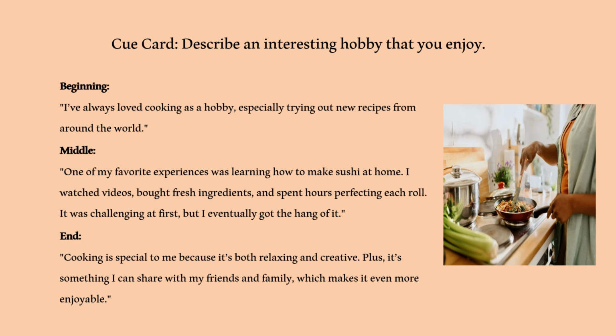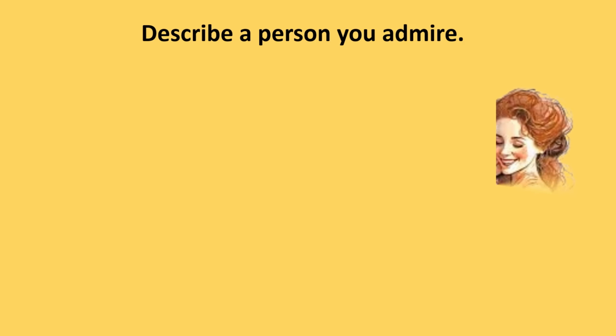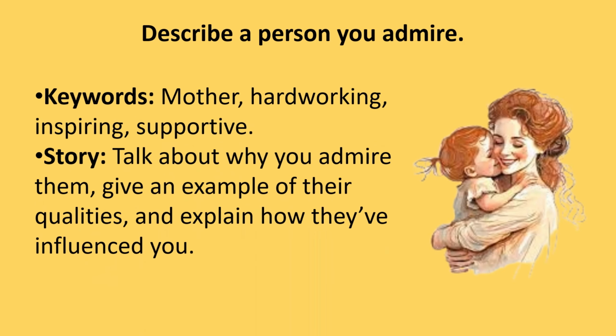Now here are some practice tips and more examples. Now that you understand the structure, let's look at some other common cue card topics and brainstorm ideas for each. The first cue card topic is describe a person you admire. In this cue card topic, you can use keywords like mother, hardworking, inspiring, supportive. And the story you can tell, like talk about why you admire them, give an example of the qualities, and explain how they've influenced you.